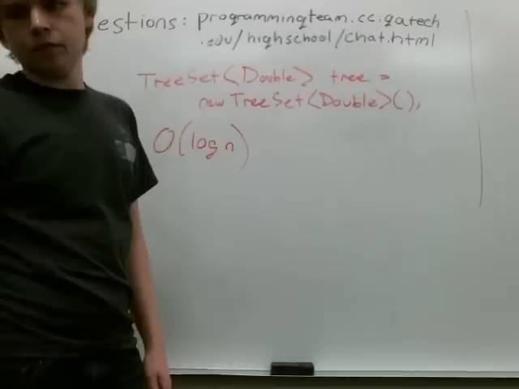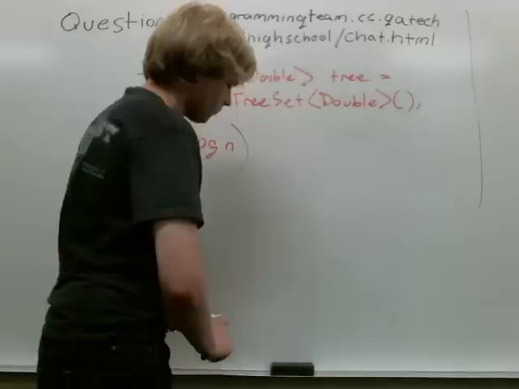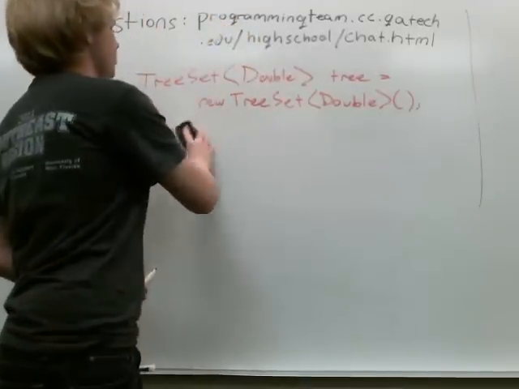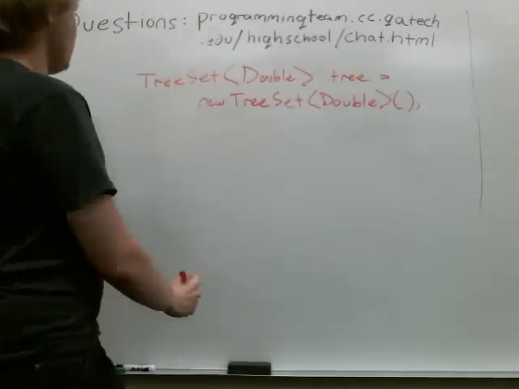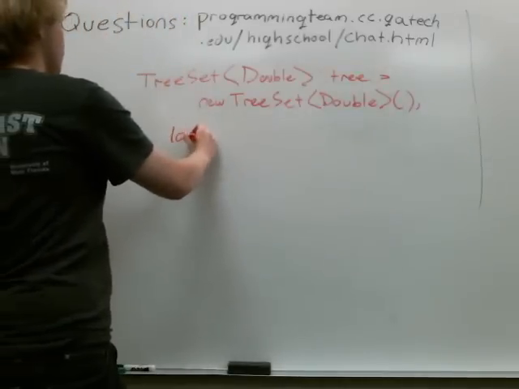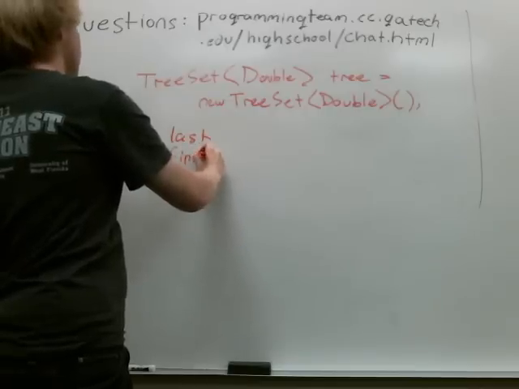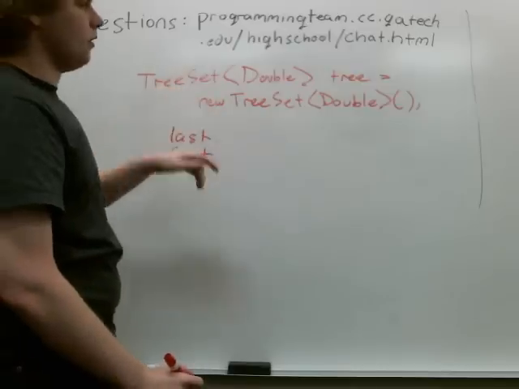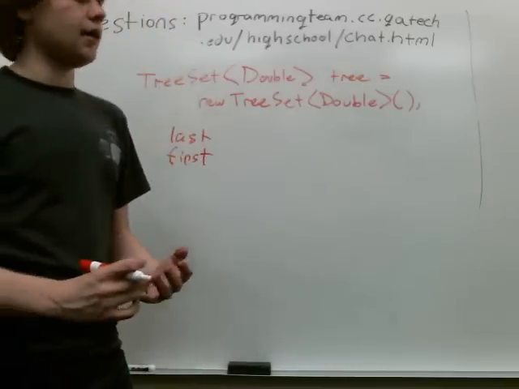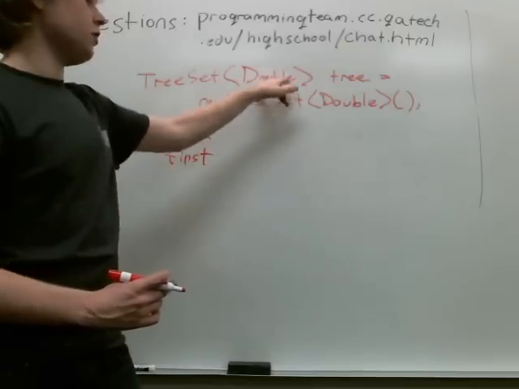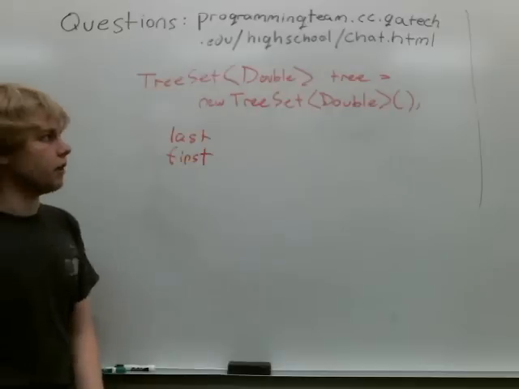Okay. So there are some useful methods in this TreeSet class. You can do like last and first. I believe they're called that. I'm not positive. You can just Google TreeSet Java and look at the API, and it will describe all the methods for you. But it will maintain the ordering of the doubles based on the compareTo method that we went over earlier, and it will sort everything for you and keep it sorted.